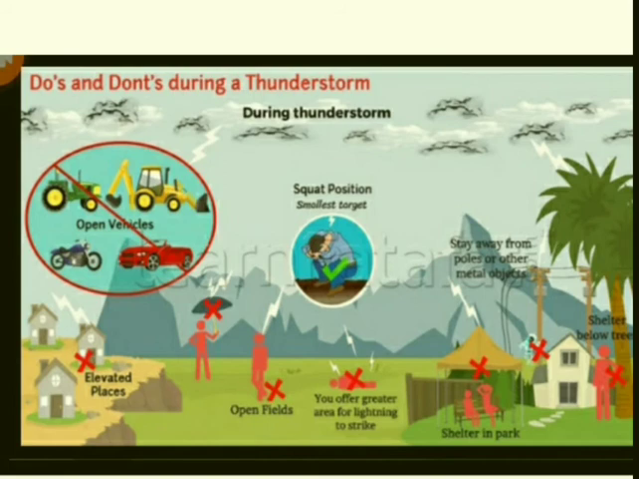Open vehicles like motorbikes, tractors, construction machineries are not safe. Open field, tall trees, shelters in parks do not protect us from lightning stroke. If no shelter is available and you are in an open field, stay far away from all the trees. Stay away from poles or other metal objects.